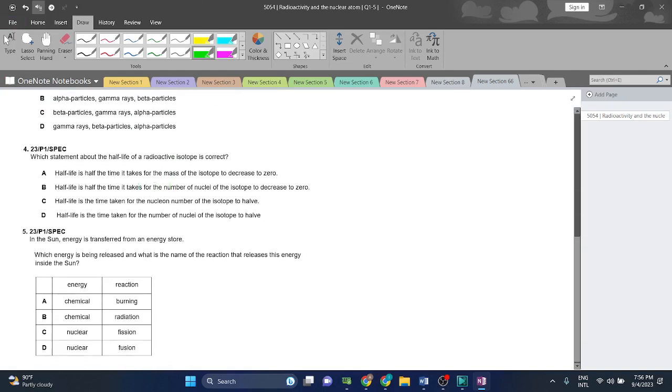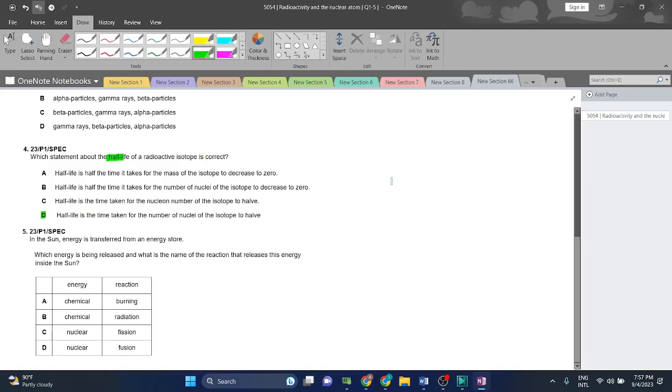Question 4. Which statement about the half-life of an isotope is correct? What is the half-life? The half-life of an isotope is the time it takes for the number of nuclei of the isotope to halve, right? So D looks like the best option. It is the time it takes for the number of nuclei to halve.